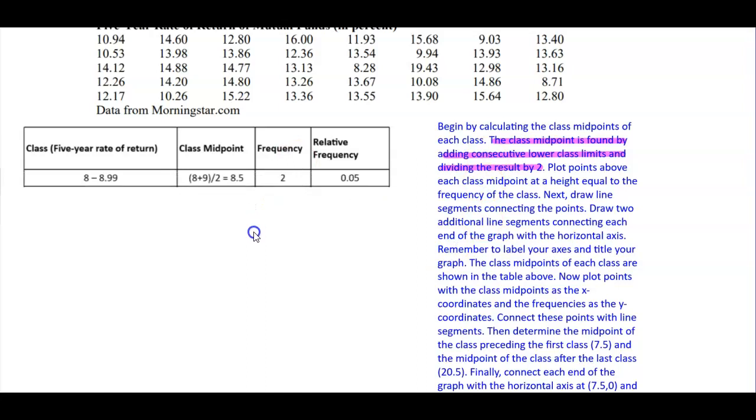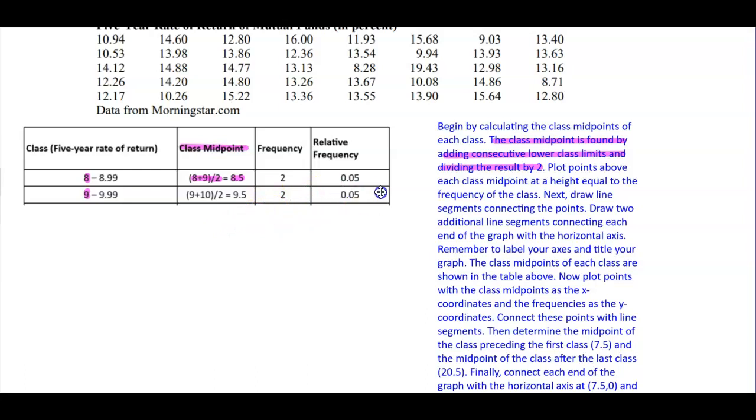So I want you to take a look here. We're going to look at the class midpoints, so we're looking at the consecutive lower class limits. We have 8 and then we have 9. If we add those two and divide by 2, we get a midpoint of 8.5. Keep in mind that the frequency for that class is 2 and the relative frequency is 0.05.